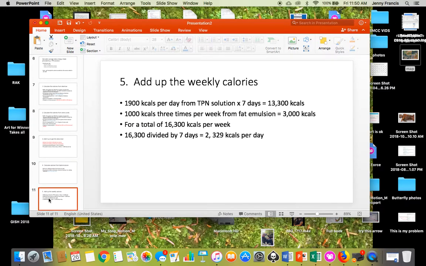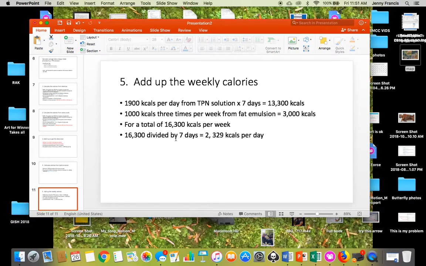Moving on, now we need to add up everything. This patient we determined was getting 1,900 calories from their TPN solution. That was the calculation we just did. They're getting those every day for 7 days. So 1,900 times 7 days is 13,300 calories in the whole week. 3 times a week, they're getting that 1,000 calories from the fat emulsion, so that adds 3,000 calories. The total calories they get per week from all sources is 16,300 calories.